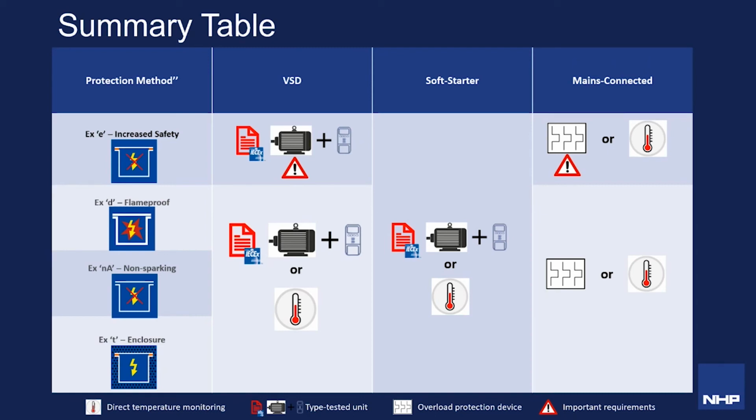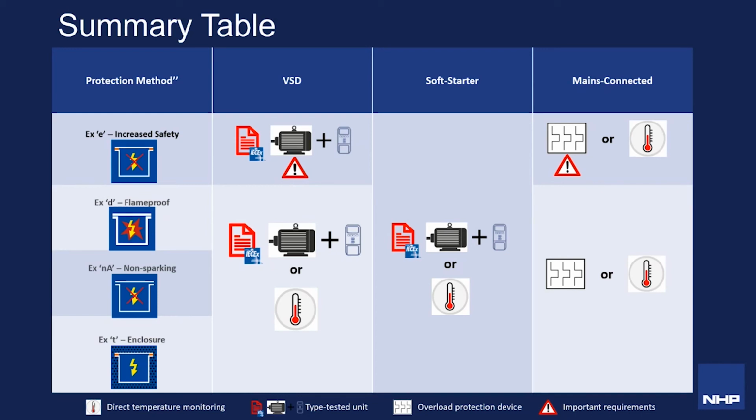Again, if we move across, if we're using a soft starter for the EXD, NA, and T protection types, we need to ensure, again, we use either a type tested soft starter, or when we don't have a type tested soft starter, we need to directly monitor the temperature of the motor. And again, looking across to mains connection, if we're using a mains connected method of control for EXD, NA, or T protected motors, we need to ensure we use either an overload which trips within the specified times in the standard, or again, we can directly monitor the temperature of the motor.